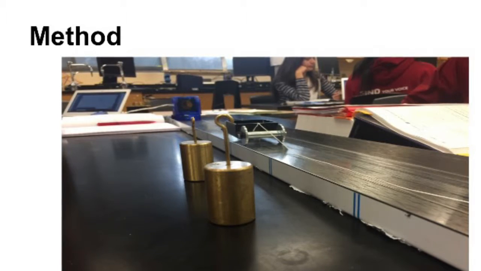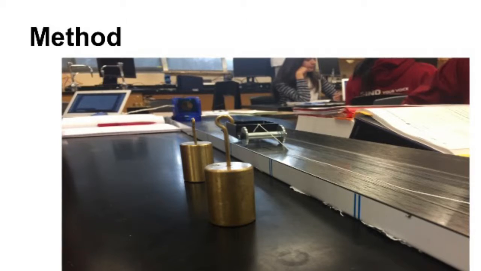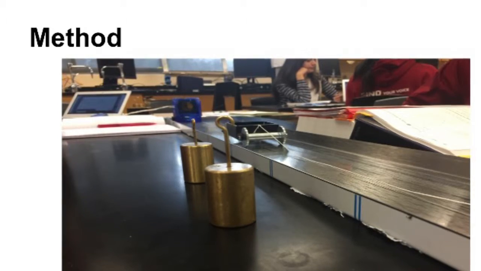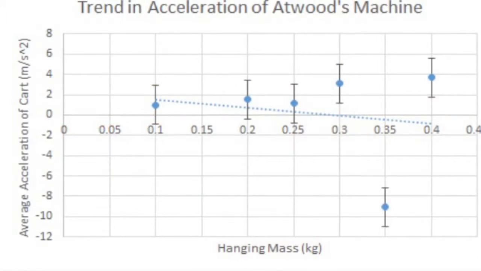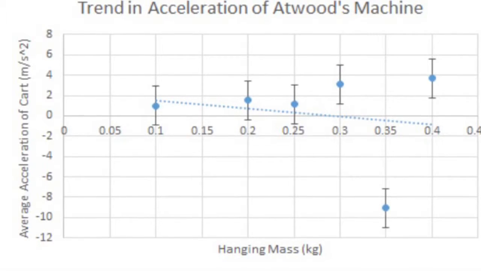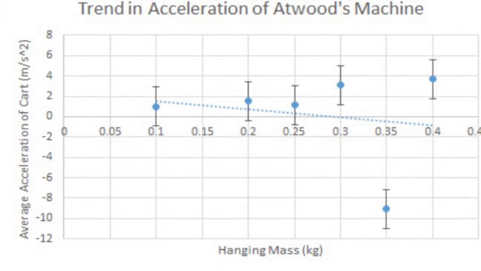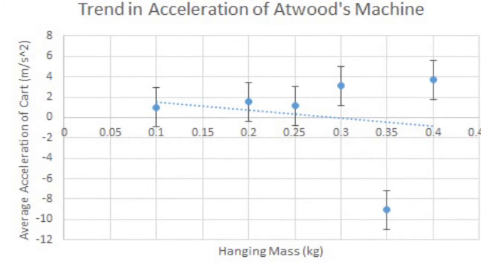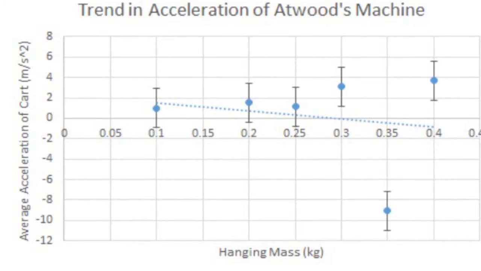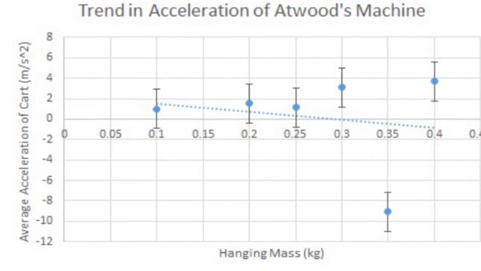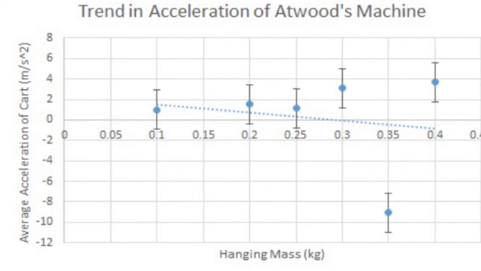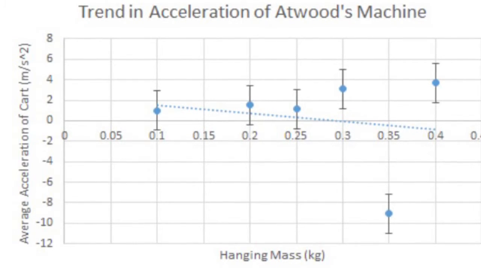Step 4. You would repeat steps 1, 2, and 3, but changing the mass. Our data does support our claim because there is a relationship between the mass and the acceleration. As the hanging mass increased, the acceleration increased as well. Although there are two outliers, we took multiple trials to try and get a more accurate number.